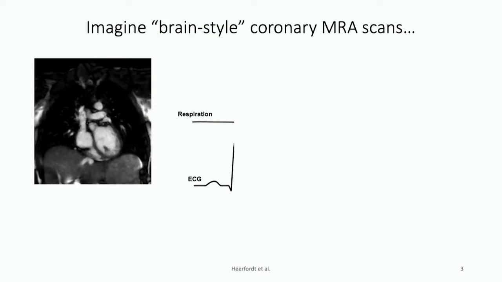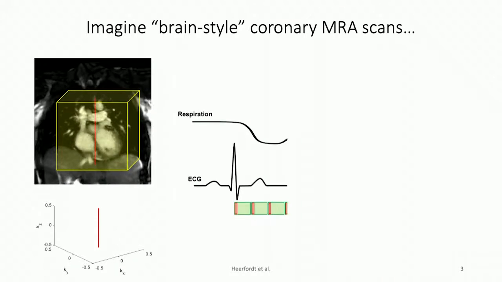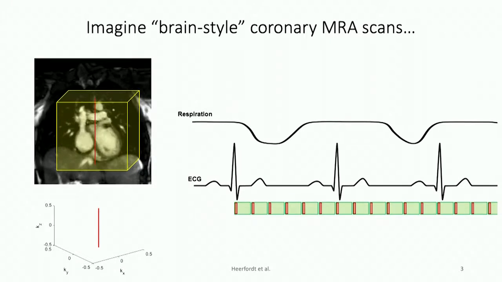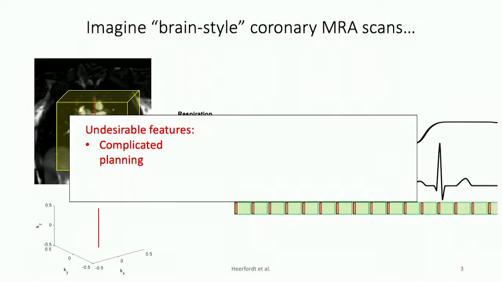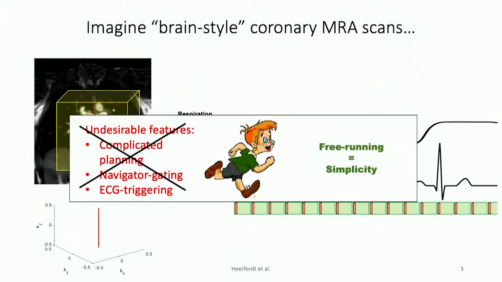So to do that, you would probably like to do some kind of brain-style coronary MRA, or CT as Mark called it earlier, to just place the field of view and start acquiring, irrespective of the cardiac and the respiratory motion state. In such a manner, you can move away from complicated planning, from navigator gating, and from ECG triggering. So these are all motivations to really go free-running.